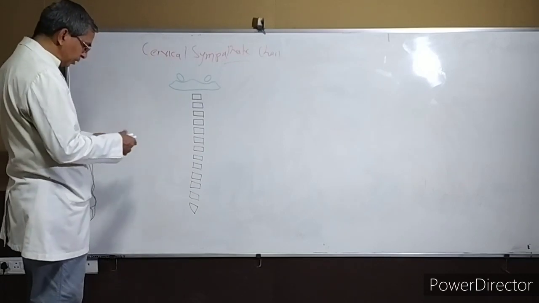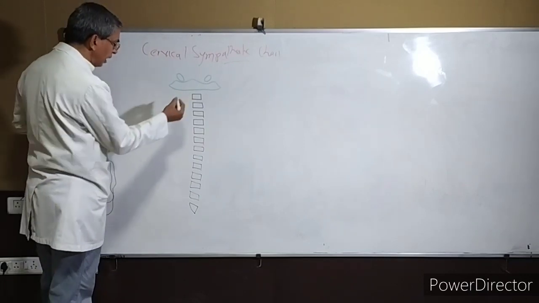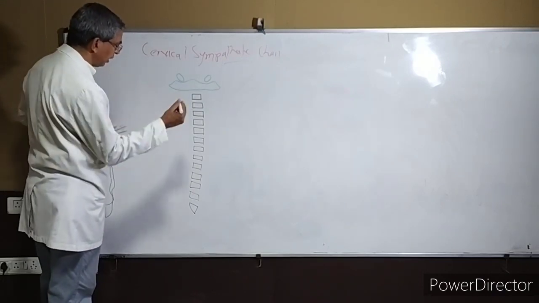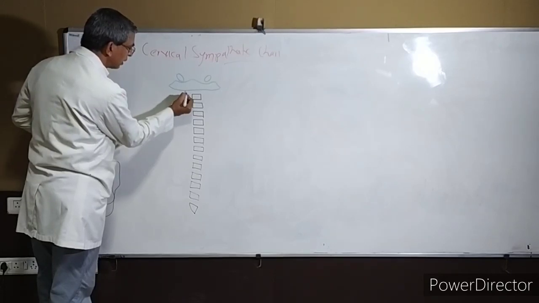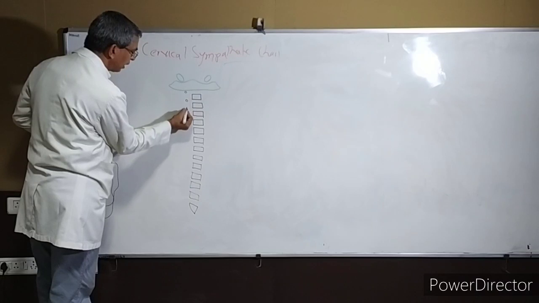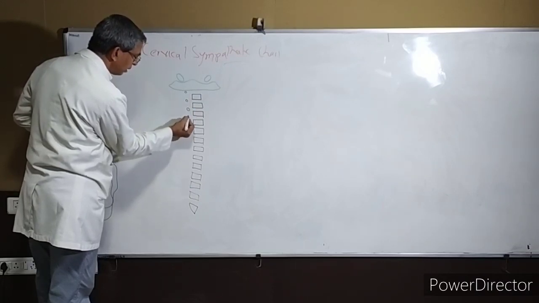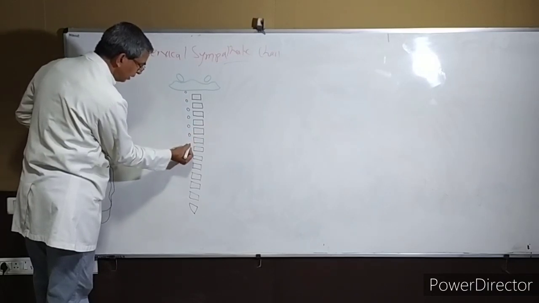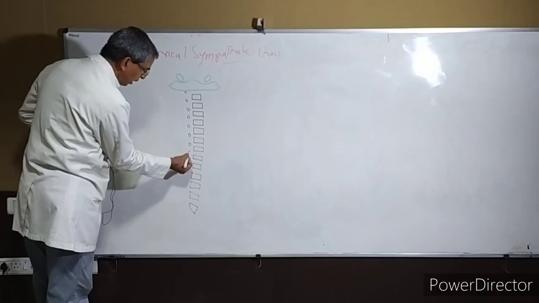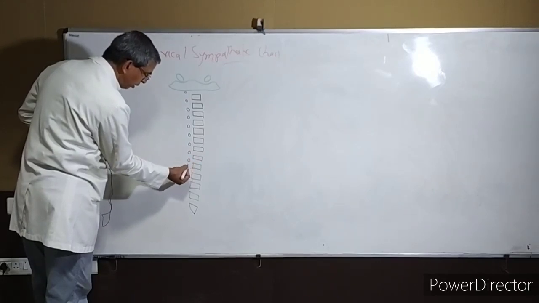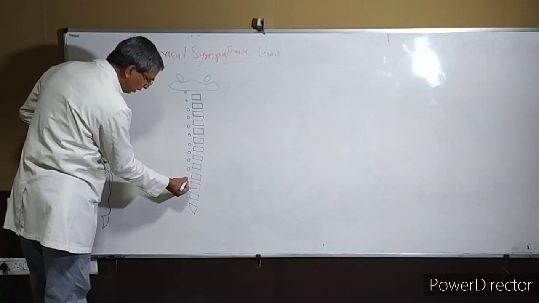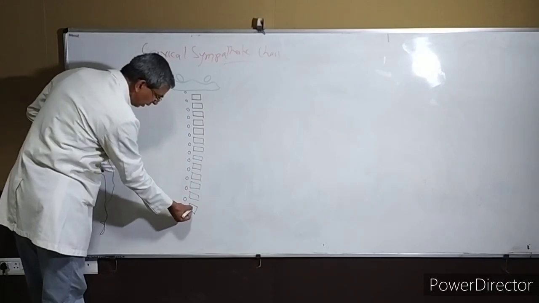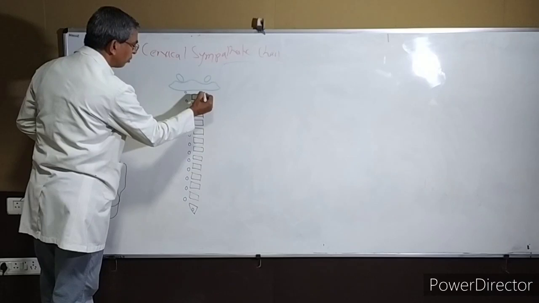The sympathetic trunk is located starting from the base of the skull. I am drawing it in blue color. This is a ganglion, another ganglion. Between two vertebral bodies there is the intervertebral foramen, and from the intervertebral foramen the spinal nerve comes out and is attached with the ganglia, on both sides.